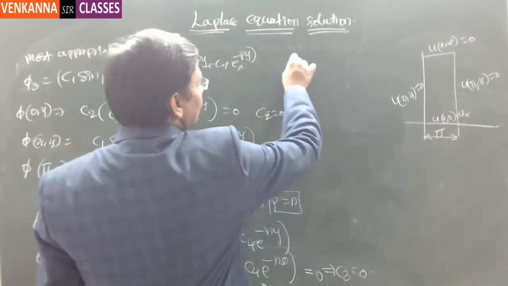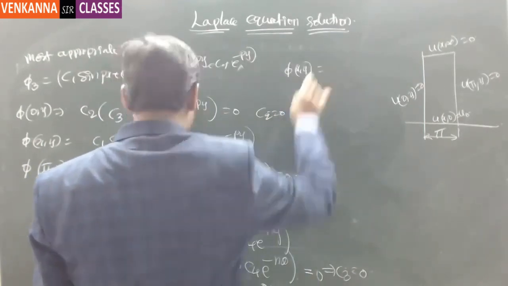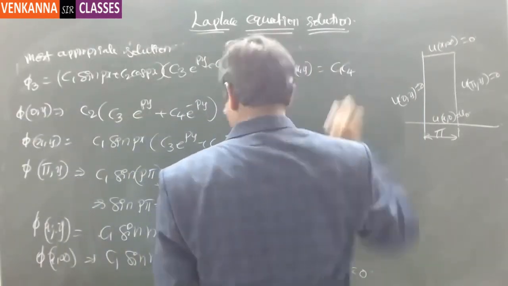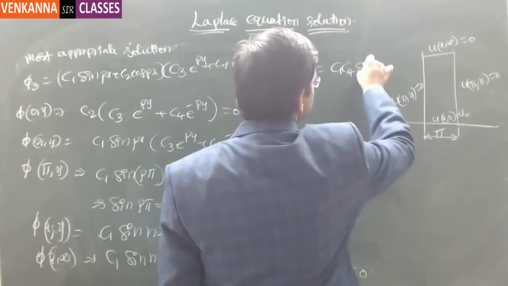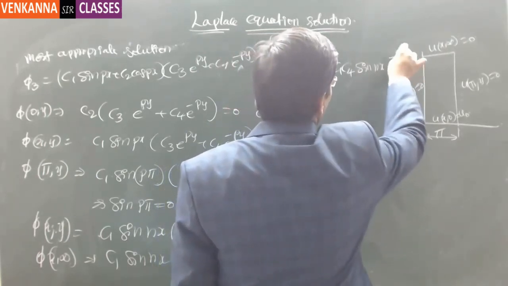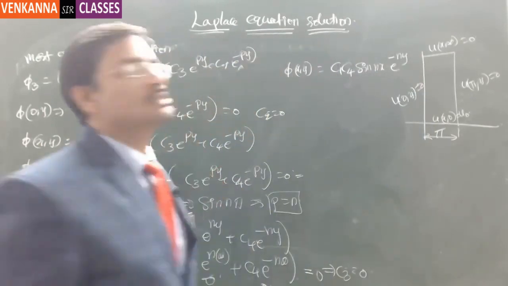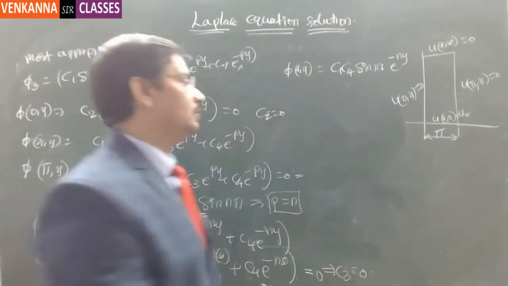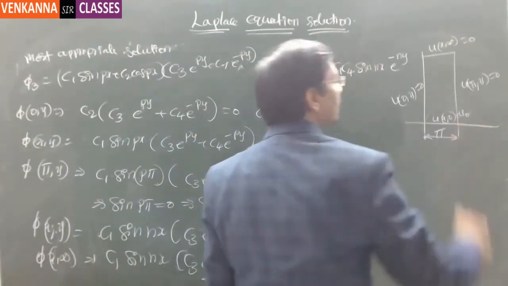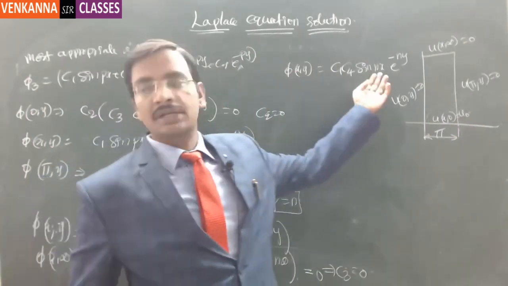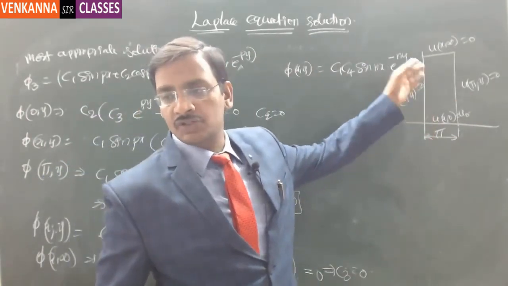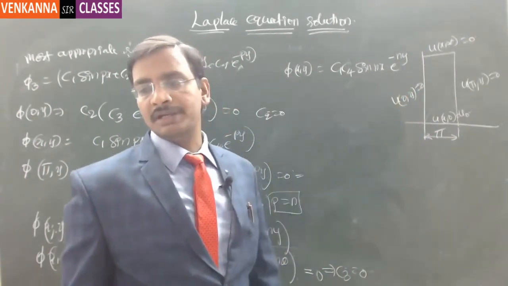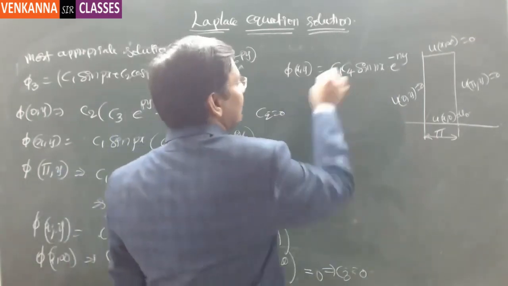Then the solution is going to be phi of x comma y is equal to c1 c4 sin nx into e power minus ny. Now see this. This is ideally coming to satisfy this equation. Earlier I told you this should be a kind of sinusoidal or cosinusoidal variation in the x direction, that is nx, and the variation in y should be an exponential condition, that is e power minus ny, right? So this is more appropriately it is coming. Now this is phi of x comma y.